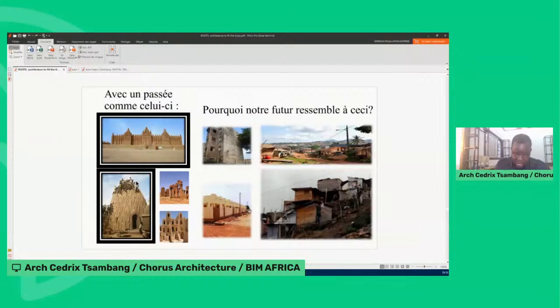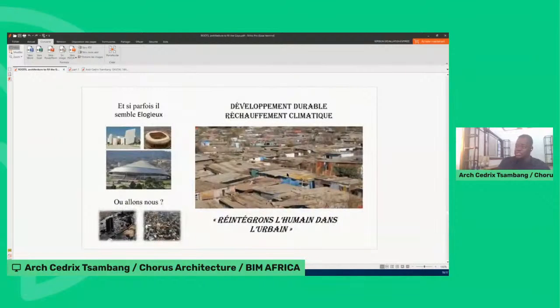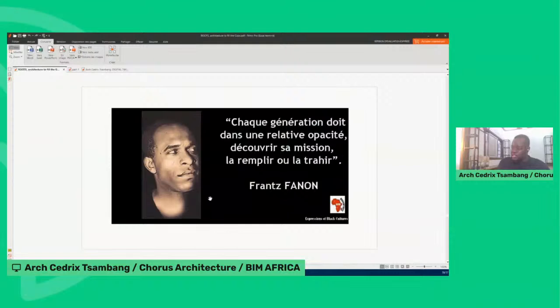I insist on that. Why is our future like this? Why are we not changing the level of how we analyze it? So with digital technology, we can reframe Franz Fanon, who said each generation should find its mission and fulfill it.